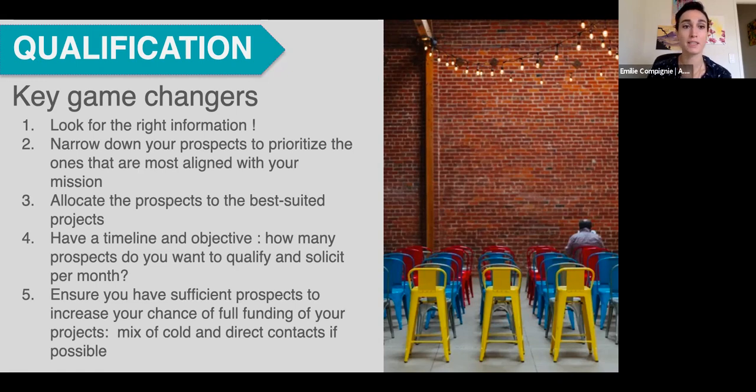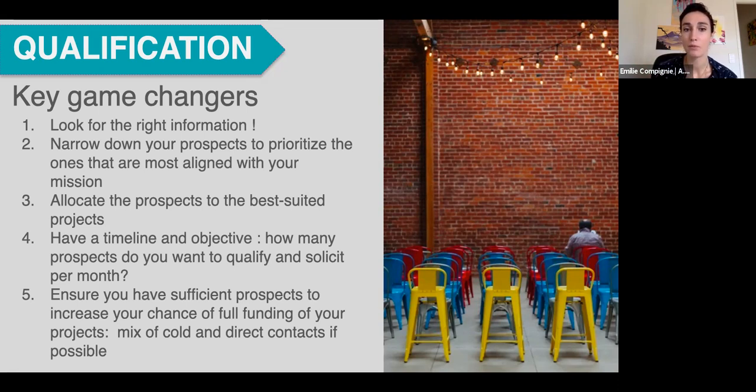The second point is to narrow down your prospects, to prioritize the ones that are most aligned with your mission. The third point is to allocate the prospects to the best suited projects. So it's really to look into what are all the projects that you need to fund, and try to dispatch or organize all your prospects, saying, okay, maybe this one will be more appropriate for this project, and make sure that you have enough prospects for each of your projects, enough qualified prospects for each of your projects.